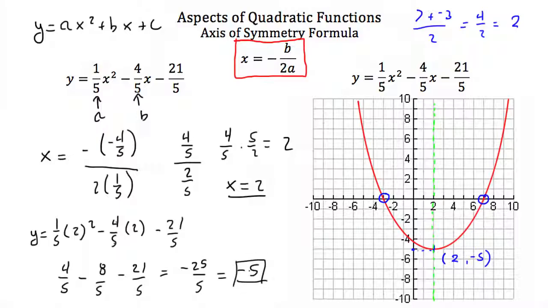So that's the y-coordinate of my vertex. So my vertex is at 2, -5, which is exactly what we found from our graph. So if you don't have the graph of your quadratic equation and you want to find the vertex or the axis of symmetry, you can use this equation. And that completes the tutorial on aspects of quadratic functions.